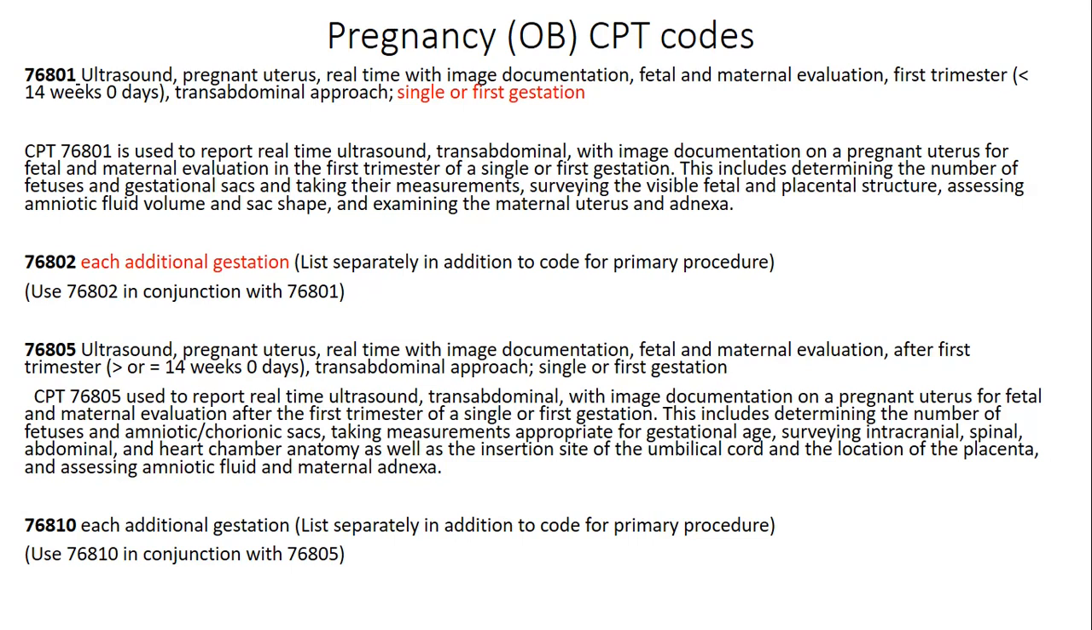So here this includes the determination of the number of fetuses, amniotic and chorionic sacs, taking measurements appropriate for gestational age, surveying intracranial, spinal, abdominal and heart chamber anatomy, as well as the insertional sites of the umbilical cord and the location of the placenta, and assessing amniotic fluid and maternal adnexa. Compared to 76801, more elements are visible here since the baby's growth is more in the second and third trimester. Now 76810 is an additional code used along with 76805 for each additional gestation. It's an add-on code and should be used only along with 76805.